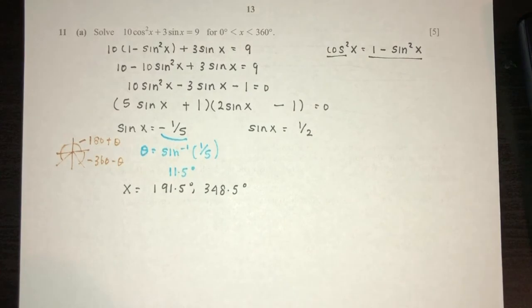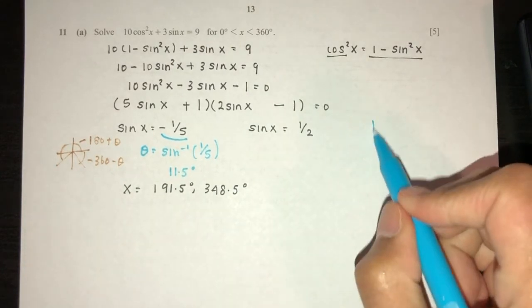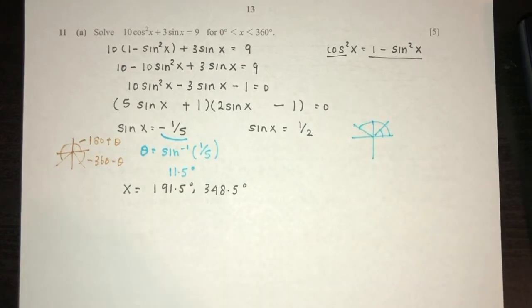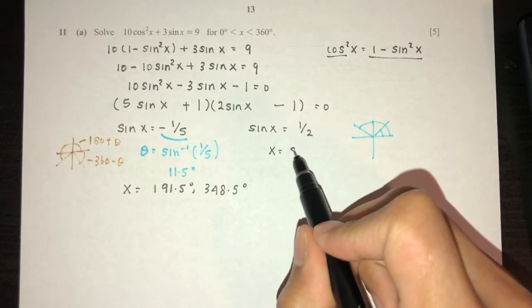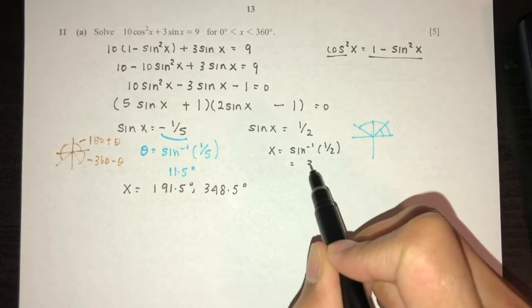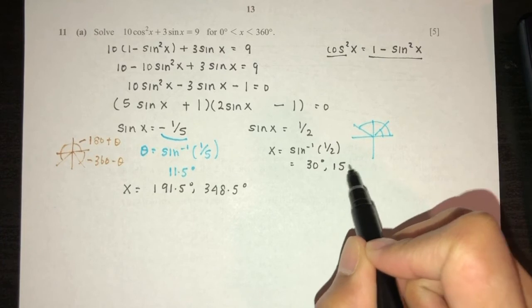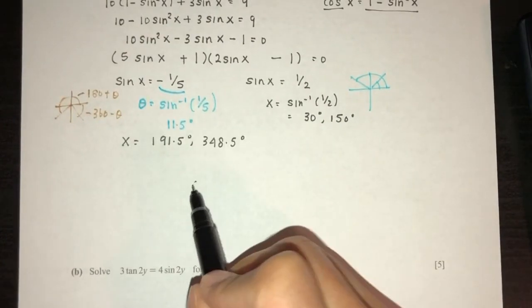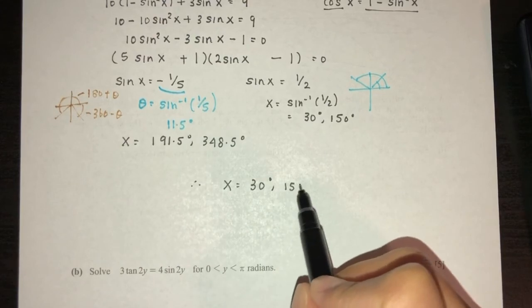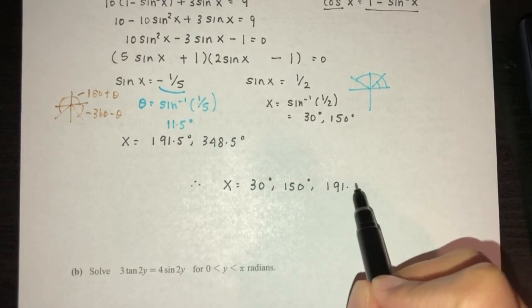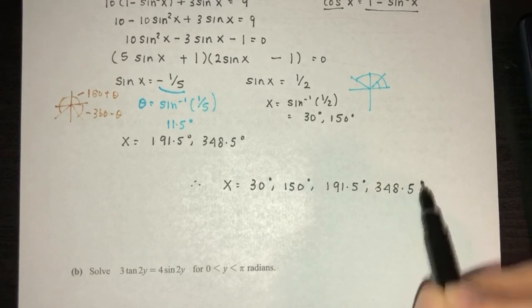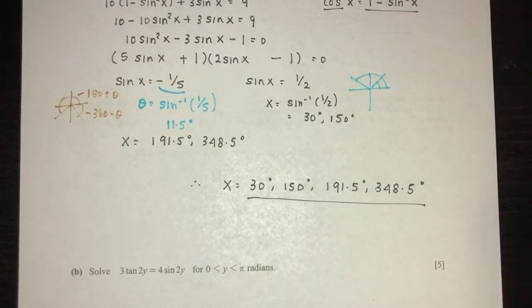Now when sine x is positive, you know already, it will be in your first quadrant and your second quadrant. So pretty easy. X will be sine inverse of half. That will be 30 degrees and also 150. So your values will be x is equal to 30, 150, 191.5, also 348.5. And this is your values for x, part A.